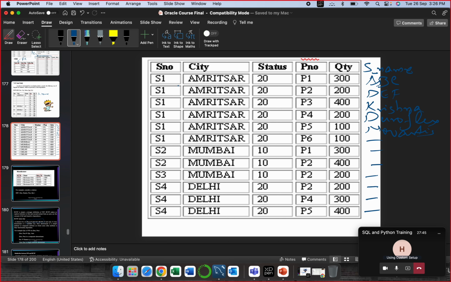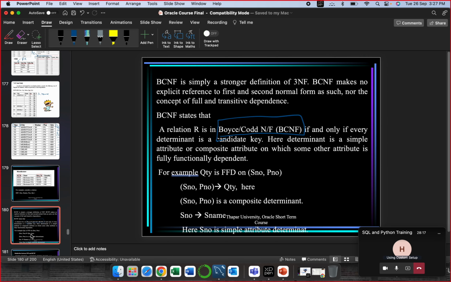But for S1, the supplier name would be the same, ABC. This is just an example that I am giving you. Don't think that S1 has different supplier names. Every supplier number would have a single supplier name. You can't have the same supplier number S1 with different suppliers like A, B, C, D, E, F, G, H, four different suppliers under supplier number 1. That's why it is mentioned here that a combination of supplier number and product number helps you identify a quantity, and supplier number also helps you identify the supplier name.